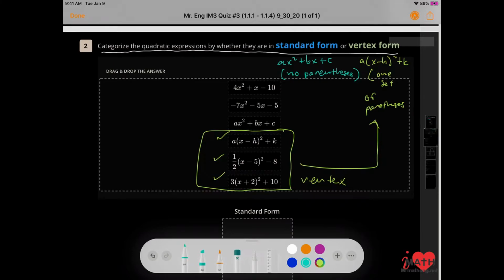And then in blue, I notice that this one has no parentheses, no parentheses, no parentheses, all to the power of 2. So these are all standard form. So those are the ones you would just drag over.